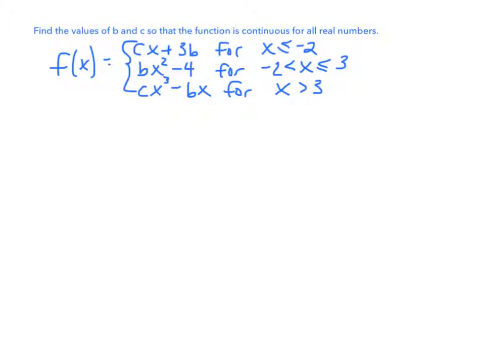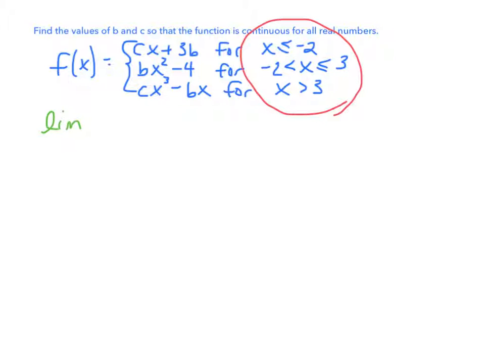Generally when you have to find the values of two different variables, they're going to give you two different breakpoints. And if we look here at our conditions, in fact, we do have two different breakpoints. We have one at negative 2 and one at 3. So when we have two different breakpoints, we're going to have two different rules, two different conditions that we have to satisfy. So we're going to go ahead and write those out.